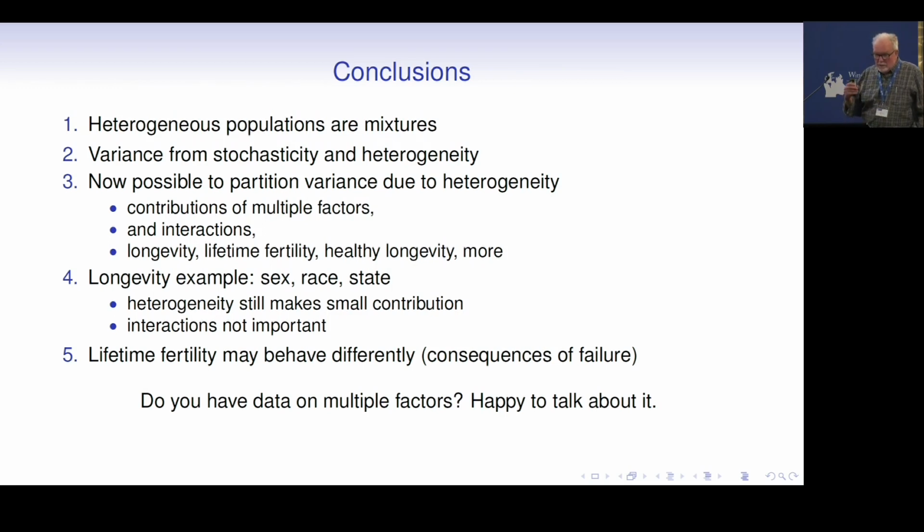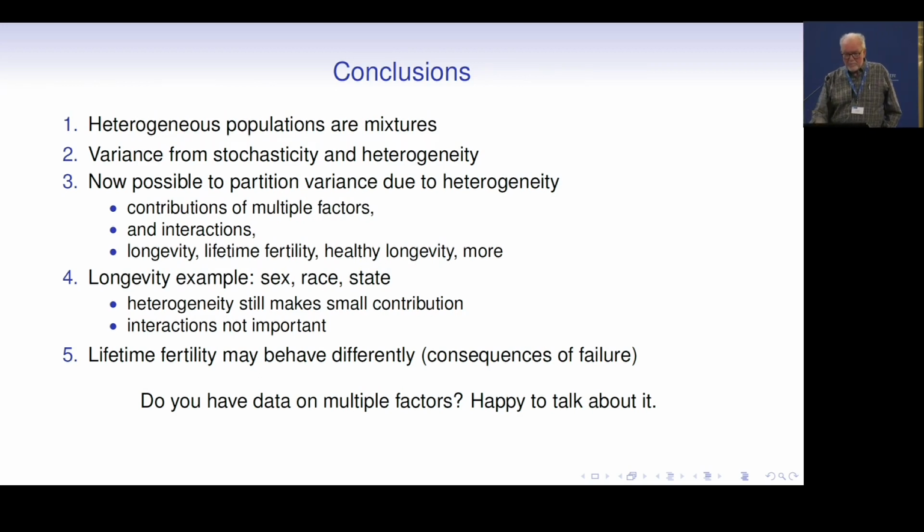So the conclusions that I would like you to take away from this is, first of all, it's useful to think about populations that are heterogeneous, think about them as mixtures, and to apply techniques to break down variance into components due to the heterogeneity, due to stochastic outcomes within the groups. It's now possible to do multiple factors operating at the same time and their interactions. You can do it for longevity, for lifetime fertility, healthy longevity, lots of other variables. And in the vast number of examples considered so far, interactions only make a small contribution.